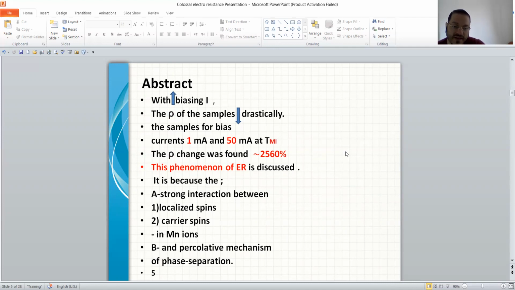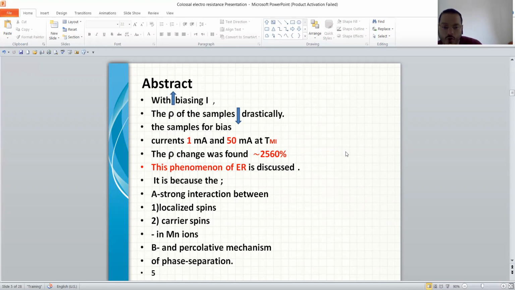until 50 milliampere, the resistivity will change by approximately 250,000 percent relative to 1 milliampere. This is a huge change, a huge difference between these two numbers for the current. This phenomenon of electroresistance is discussed in this field, in this area. It is because we have a strong interaction between the spins, sorry.